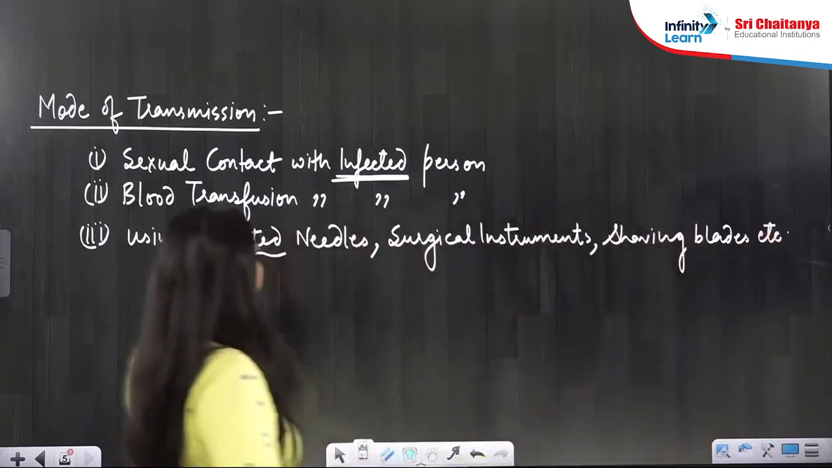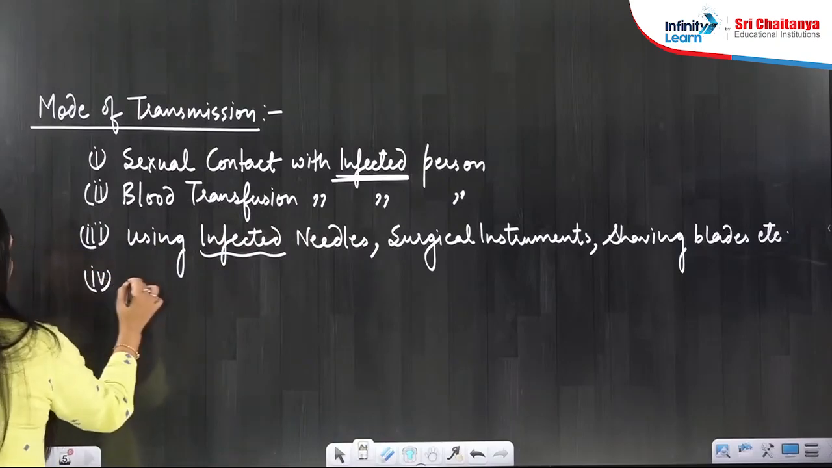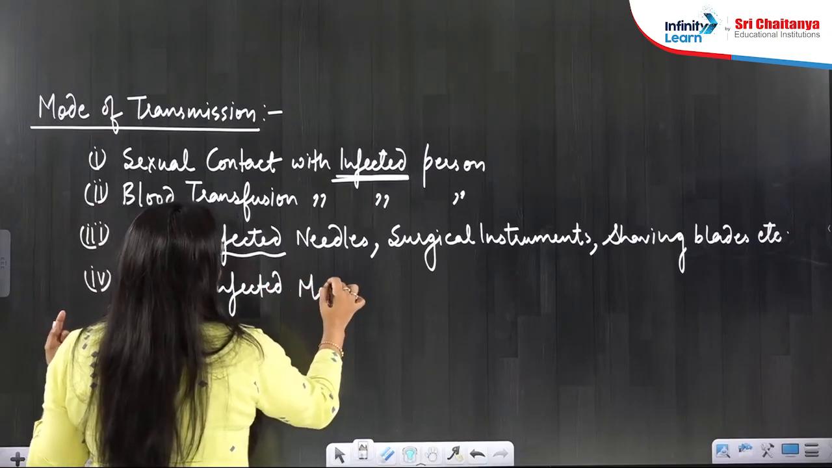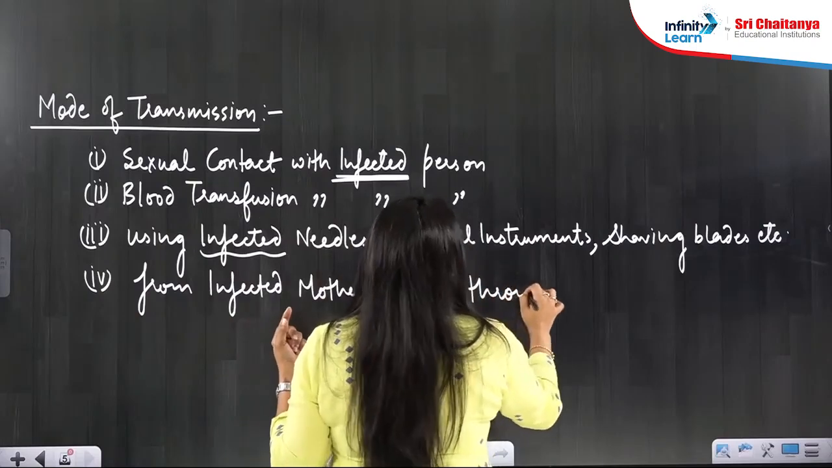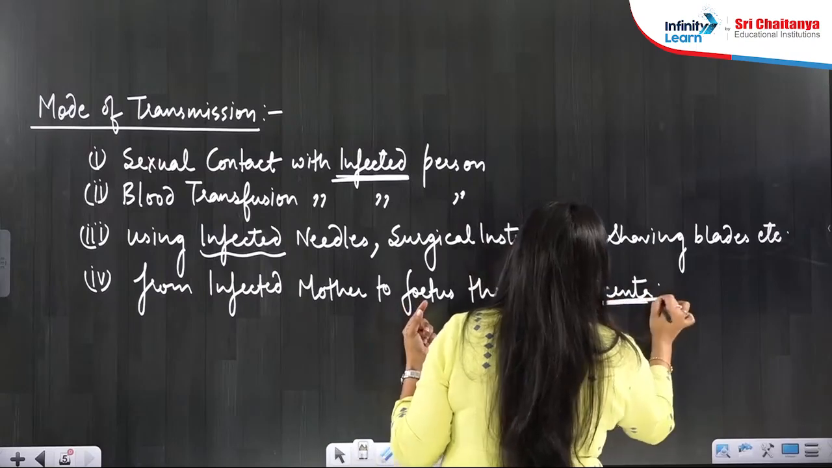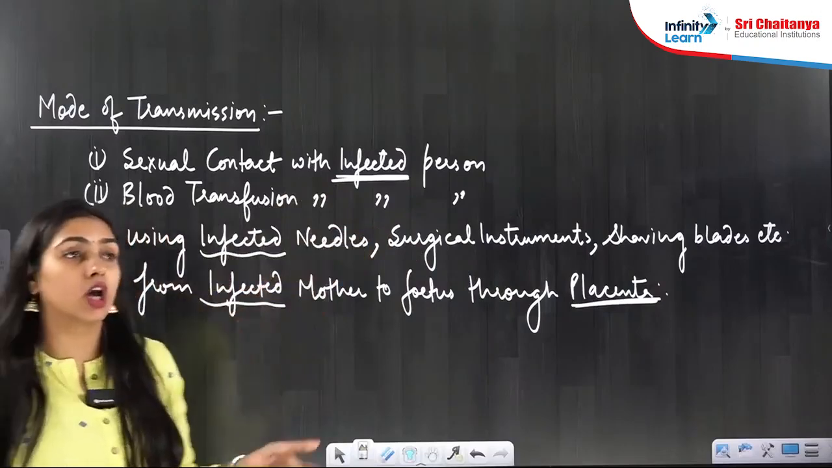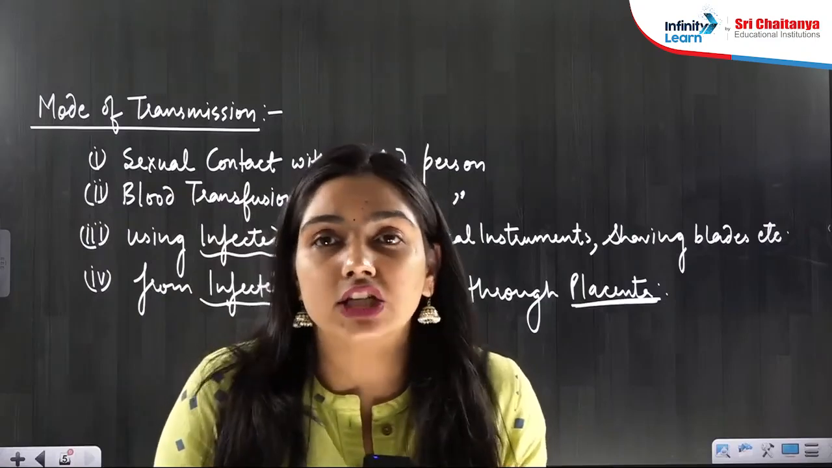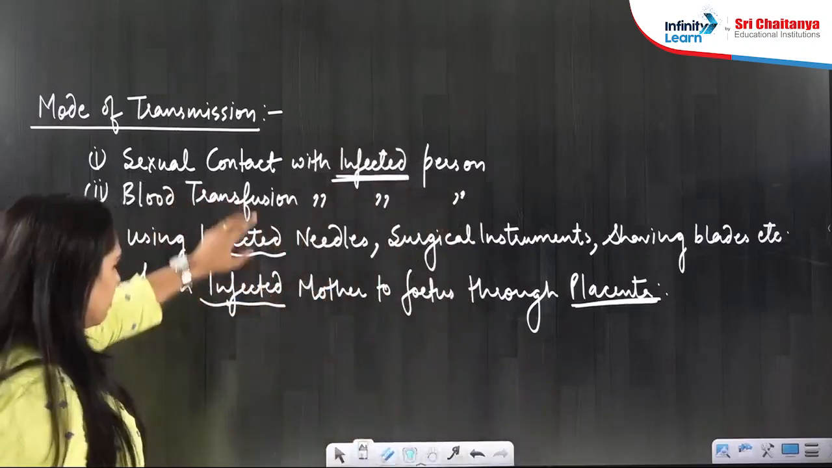If they are infected with HIV, then HIV can transmit from one person to another person. Then fourth is from infected mother to fetus through placenta. This virus can cross the placenta and go from mother to fetus. Everywhere I am using infected. From a normal person it will not transmit, because a normal person does not have HIV. Only an infected person has HIV. Alright, so this was all about the mode of transmission.